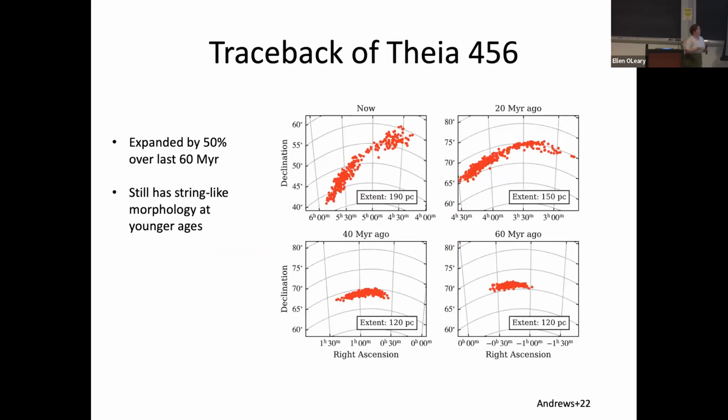And that isn't to say that these groups aren't expanding. Here, for example, is an example of Theia 456, where using the Gaia proper motions and various radial velocity survey data, it was possible to try to trace it back to how it would have looked 60 million years ago. And right now it is 190 parsecs in diameter. 60 million years ago, it was 120 parsecs in diameter. So it has expanded quite a bit. But back then, it still had the same filamentary morphology it has right now.